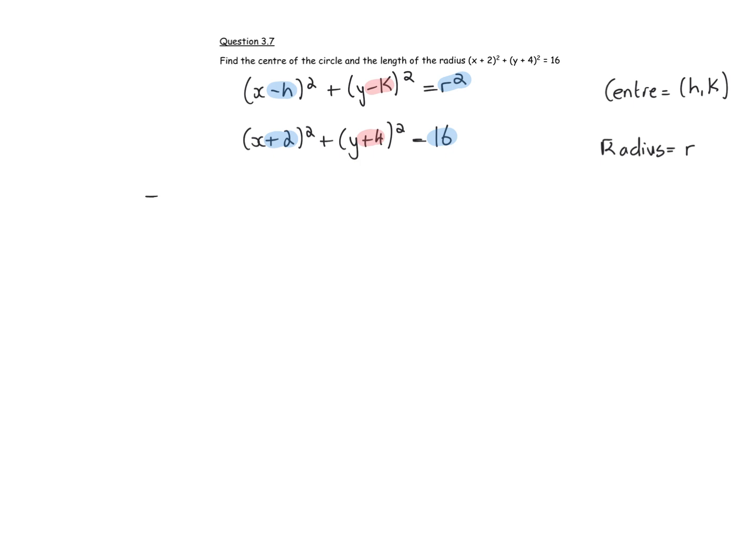Then we can just put them together. So −h = 2, −k = 4, and r² = 16. Then we get that h = −2, k = −4, and r is equal to the square root of 16, so r = 4. The centre then in this case will be (−2, −4), and the radius will be equal to 4. So that's question 3.7 done.